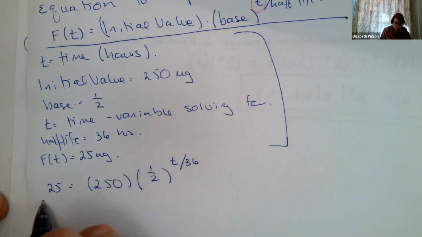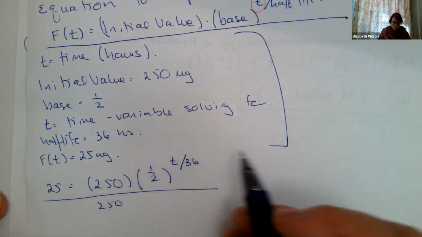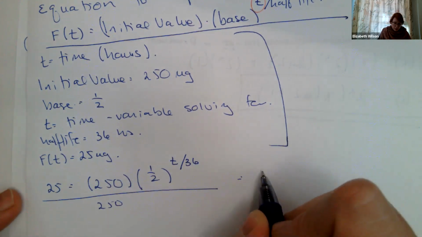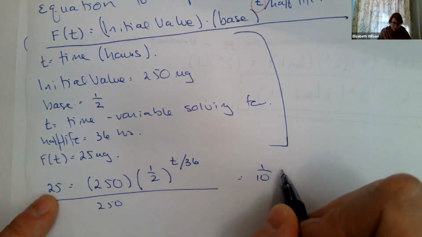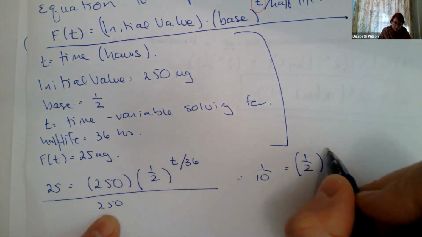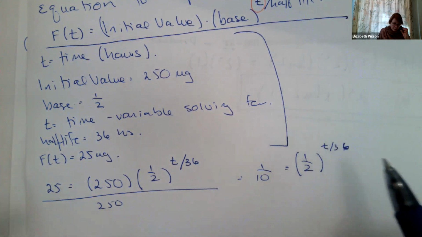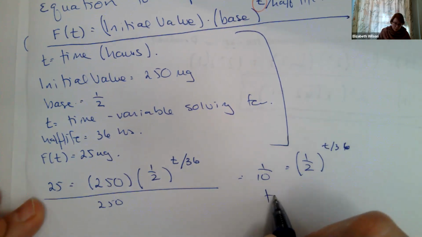So the first thing I'm going to do is bring over all my numbers, and have my exponentials, right? So this is going to be equal to 1/10. 25 divided by 250 is 1/10, which equals 1/2 raised to the t over 36. Now, if I take the natural log of both sides, I can get this t out of the exponent, right?